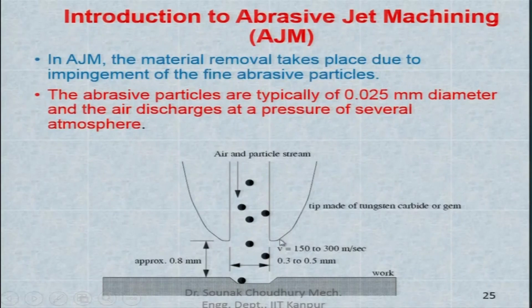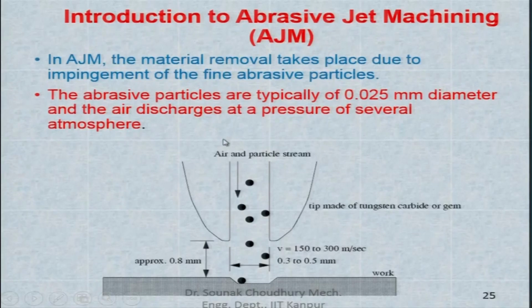and this is the nozzle. This nozzle is at a distance from the workpiece of approximately 0.8 millimeter. This is the standoff distance, and as I said earlier, that standoff distance is very important. Now, the velocity is very high, about 150 to 300 meters per second, and the nozzle diameter is about 0.3 to 0.5 millimeter. Abrasive particles are very small, of 0.025 millimeter diameter.